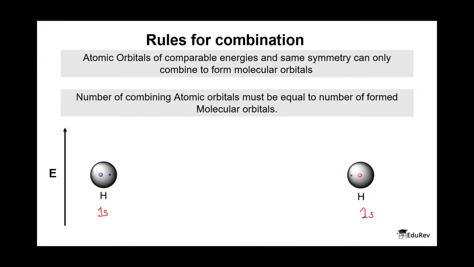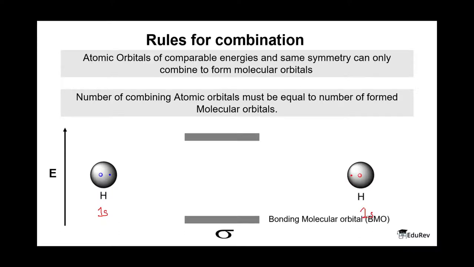And the second is that the number of combining atomic orbitals must be equal to the number of formed molecular orbitals. And here in this case, I have two atomic orbitals combining. So I should be getting two molecular orbitals formed, okay? As I can see, one has energy higher than the combining atoms and one has energy lower than the combining atoms, okay? The one which has a lower energy is called the bonding molecular orbital, okay?